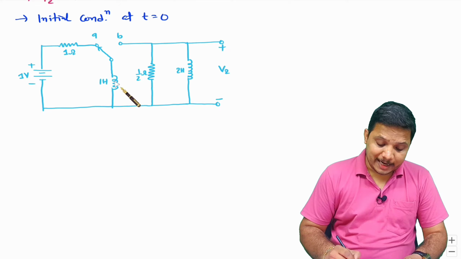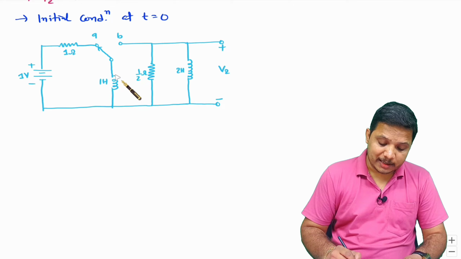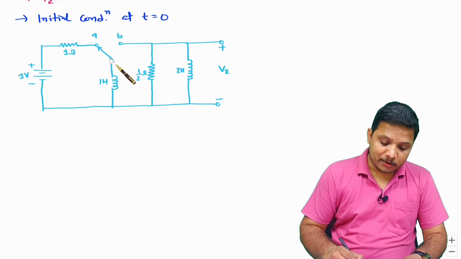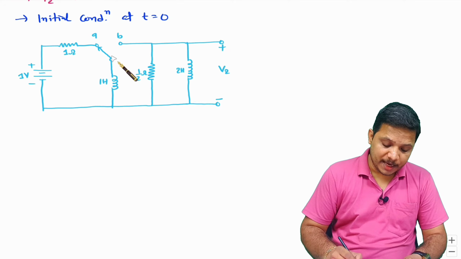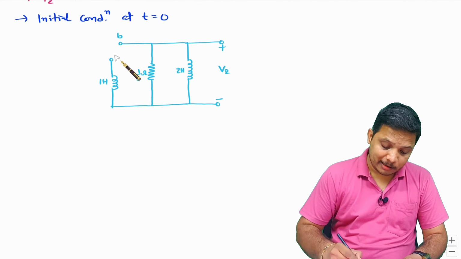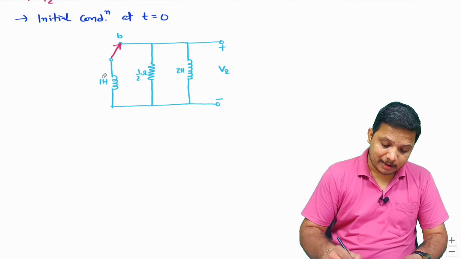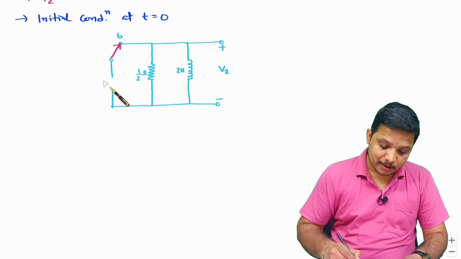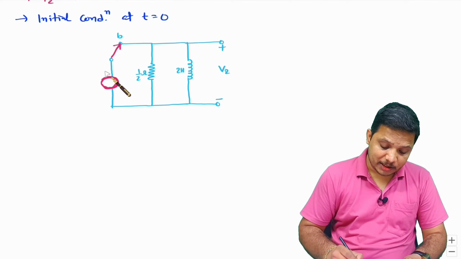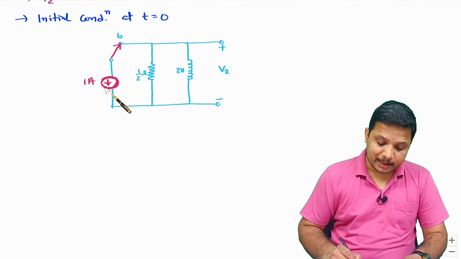Now you see that inductor that was fully charged with a current source of 1 ampere, right? And at t equals 0, this switch will move from A to B. So now what I'll be doing is, I'll be considering this connection at location B, and instead of this 1 Henry inductor, I'll be considering this as a 1 ampere current source. So this is a 1 ampere current source, and the direction of current that was there was downward. So I need to consider a downward direction 1 ampere current source instead of this inductor.